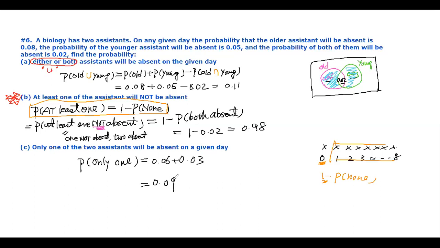Okay. So when you do those type of problems, you need to be very clear about the wordings, right? They say only one. That means it could be these portions, right? So it cannot include both, right? So that's why it's this portion only. That's why it's 0.06 plus 0.03.